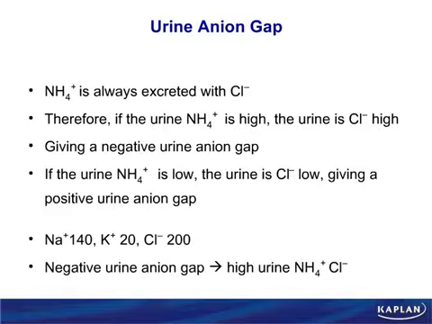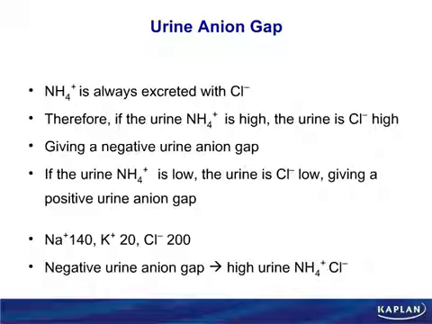So, what is the urine anion gap? Well, I mentioned that ammonium is always excreted with chloride. Therefore, if the urine ammonium is high, the urine chloride is high. This gives you what we call a negative urine anion gap. A negative urine anion gap means there are more anions than cations in the urine. We don't have a way to measure ammonium in the urine, so if you want to see how much ammonium is in the urine, you can check what we call the urine anion gap.